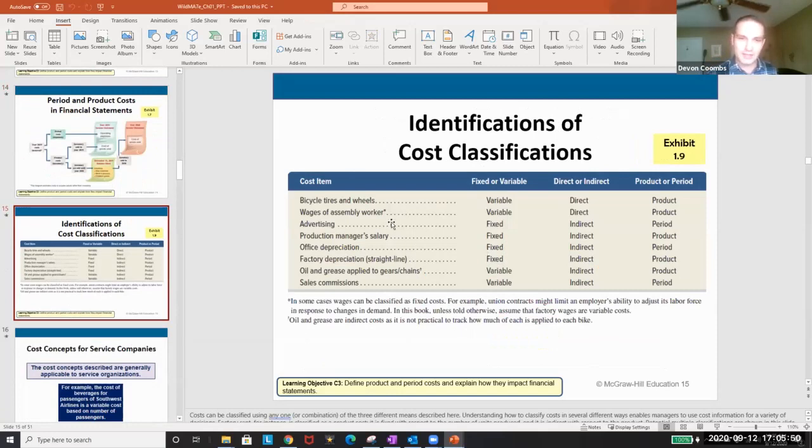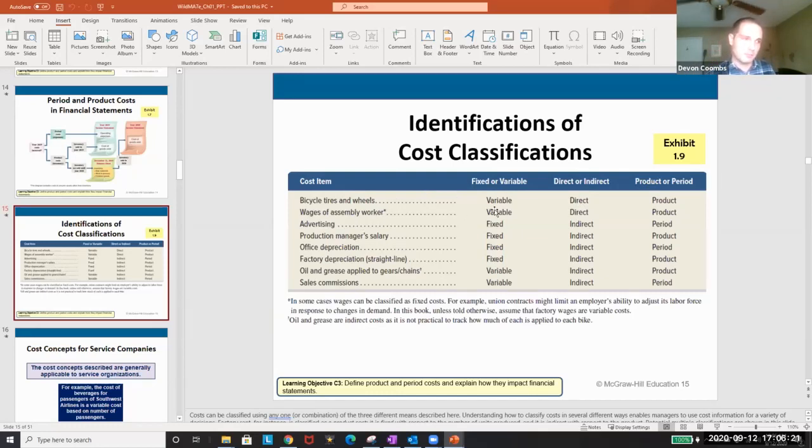So here are some identifications. Memorize this slide. I'm sure this will be on your quiz or test, one or the other. Bicycle tires and wheels. Is it fixed or variable? Well, it's variable. Why is it variable? Because we can buy more to build more bicycles. Is it direct or indirect? It's direct, because we're using it directly to build a bicycle. Is it product cost or period? It's a product cost.